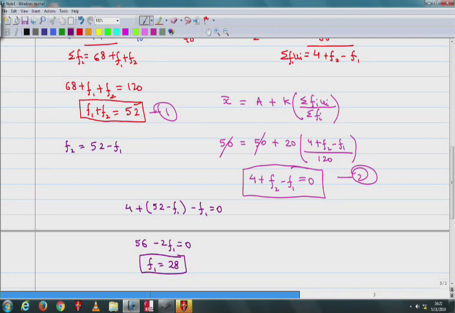After getting F1 equal to 28, we can substitute it in any of the equations. So F2 will be equal to 52 minus 28, that is 24. So these are the missing frequencies. Yes, Sisipur, now it's right. Is this clear to all of you? Any doubt in this one? Okay, so now let's move on to the next section.